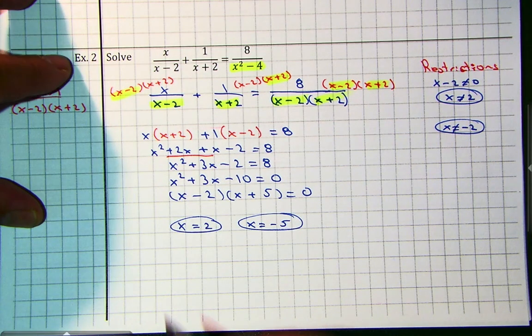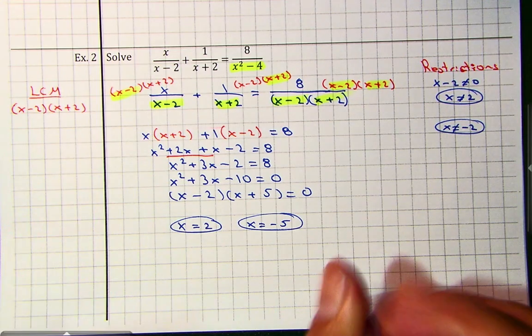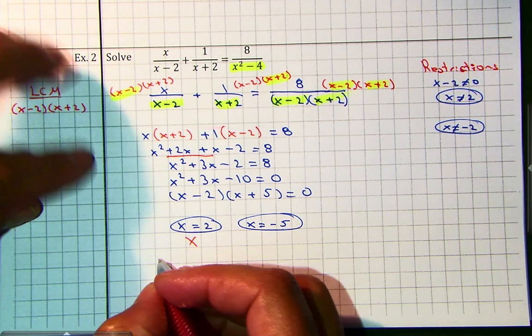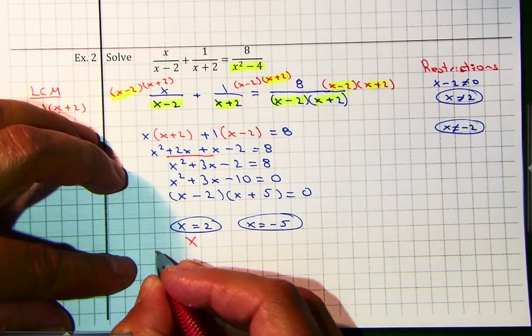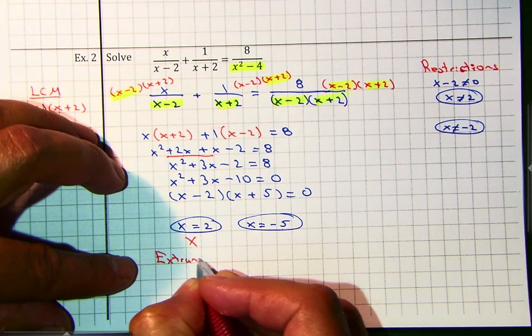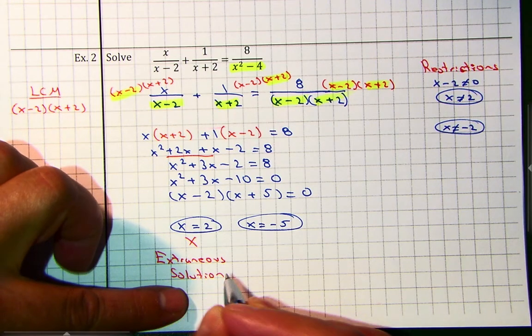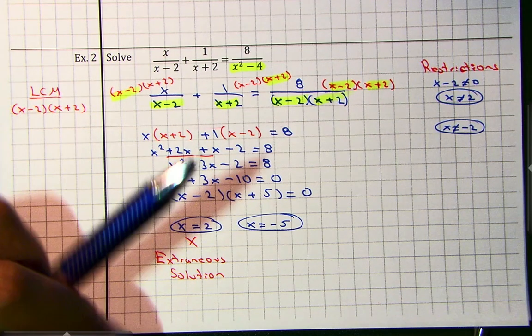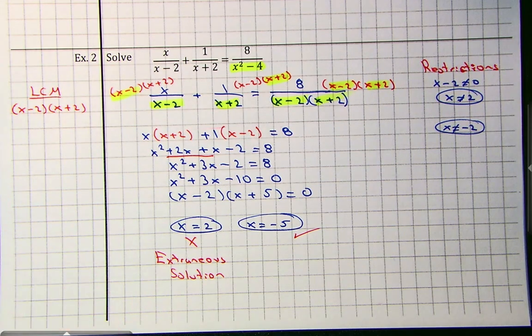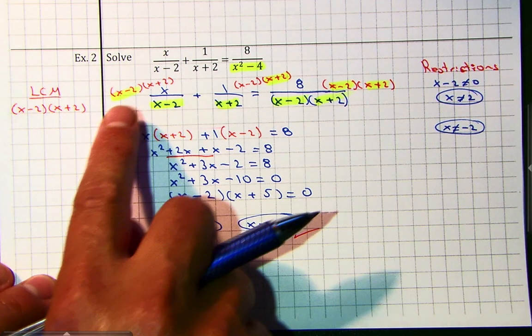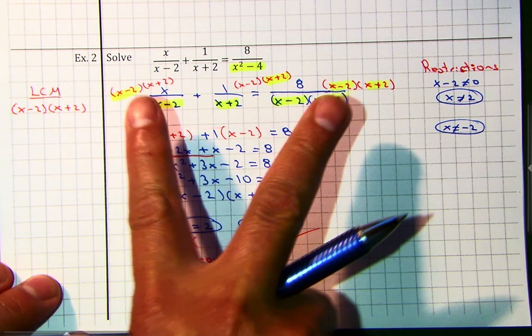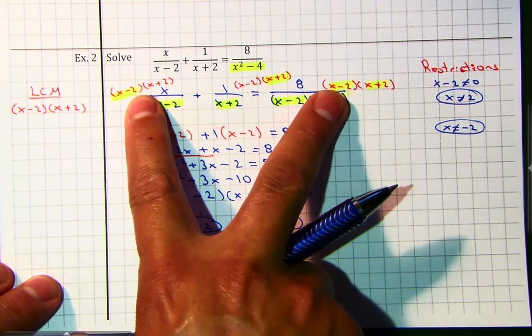So therefore, this is not correct. This is called an extraneous solution. And negative 5 is not part of my restriction, so therefore that is correct. So extraneous solutions are solutions that you get when you multiply both sides by a variable.